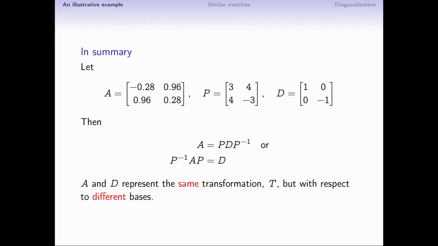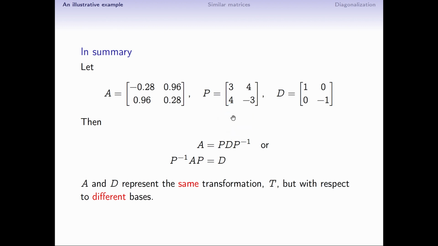So let's summarize our work from this problem. We've got three important matrices that we've discovered along the way. First, the matrix A, which represents the transformation T relative to the standard basis vectors. The second matrix P contains the basis vectors U and V. So this is the matrix of basis vectors. And then finally, the matrix D that represents the transformation T relative to these basis vectors u and v. So this is another representation of the transformation T now relative to a different basis, namely the basis given by the columns of P.